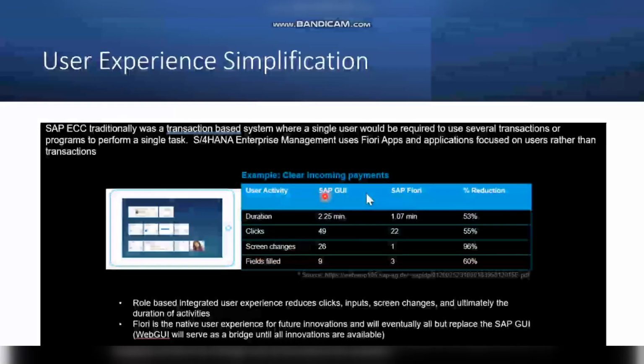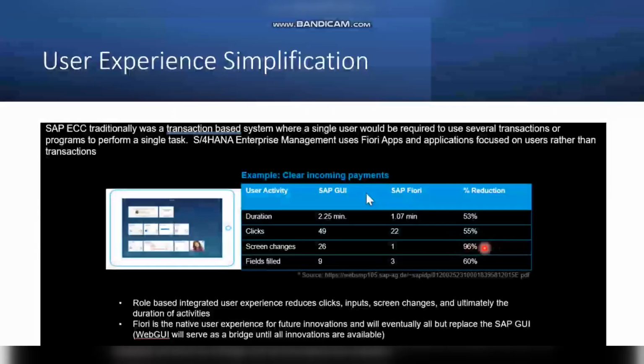But if you observe here, as part of some key fields, in terms of duration, it is changed to half. In GUI, it was taking 2.25 minutes. In Fiori, it is taking only 1 minute 7 seconds. And number of clicks. If we are creating a sales order or something else, we will have many clicks in GUI. But in terms of clicks also, it is reduced to half. And screen changes. Obviously in GUI we have to go to multiple transactions, so definitely the screen changes will be more. So it is 26 before, and if you see here, it is a single screen in Fiori. It is a very drastic change.